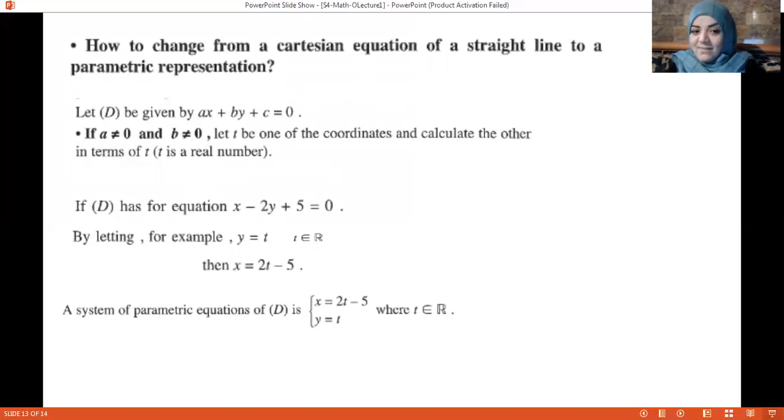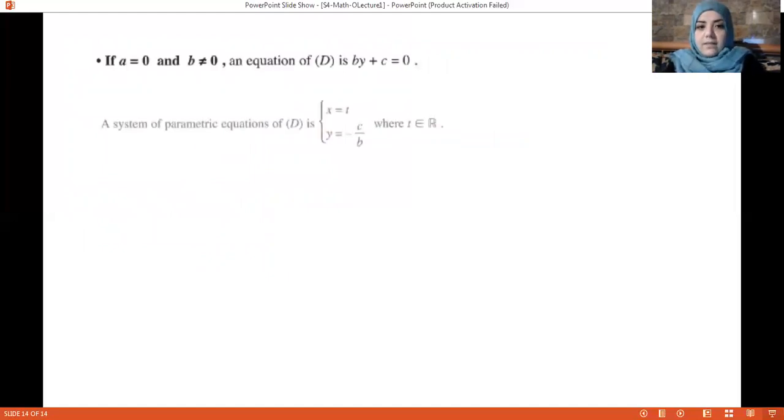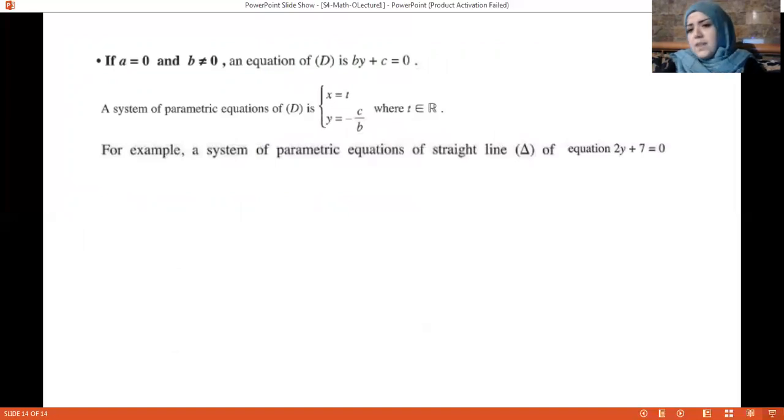Okay? You can choose, for example, x equals t, and you find y in terms of t. You can put, for example, x equals 2t. So it's up to you. Whenever you choose your own parameter, the second one will come from the equation after you substitute. Okay? In the second case, what if, for example, you have by plus c? Let us take an example. Suppose the equation is 2y plus 7, which means it misses x. So you choose x equals t, and then you just put y equals minus 7 over 2. You just put it in, without a parameter.